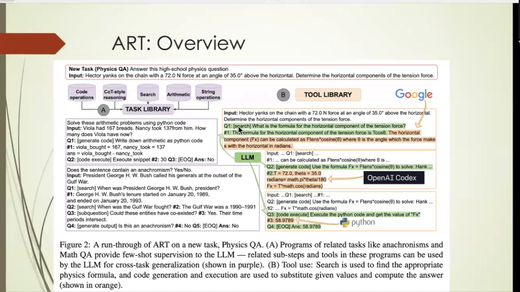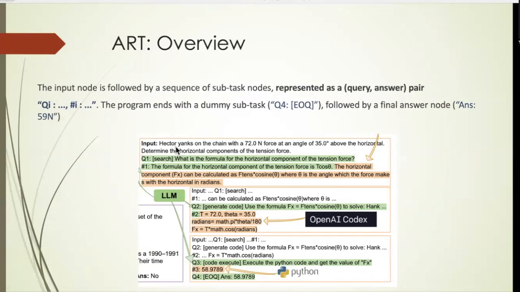So if it's going to call the search, it's going to use this format to tell the environment that it needs to do a search or generate code. And then the environment is going to call the tool, get a response back, and then the response is served again as context to the LLM to generate the follow-up question. So that's the overview.